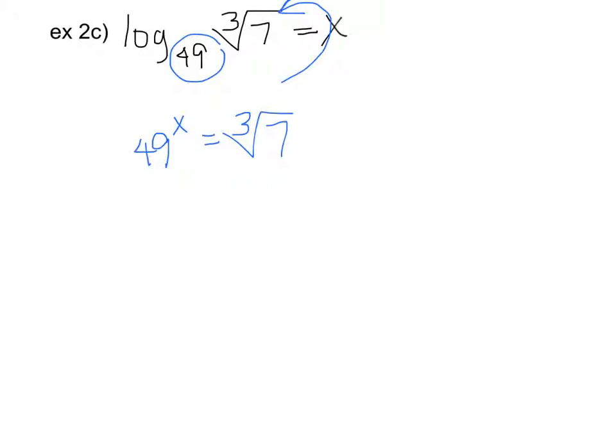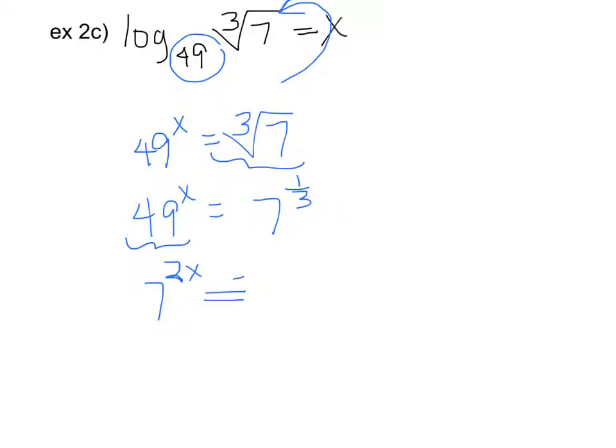Before we do anything else and get too crazy, how can I rewrite that cube root of 7? So I really have 49 to the x is equal to 7 to what power? How can you write the radical as a power? 1/3. Good. So the cube root of 7 is the same thing as 7 to the 1/3. Now this looks a little bit nicer to get like bases. So what's my base going to be in this problem? 7. So I end up with 49 as a like base will be 7 squared. So it would be 7 to the 2x is now equal to 7 to the 1/3 power.